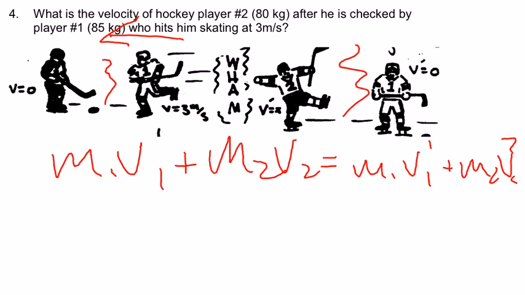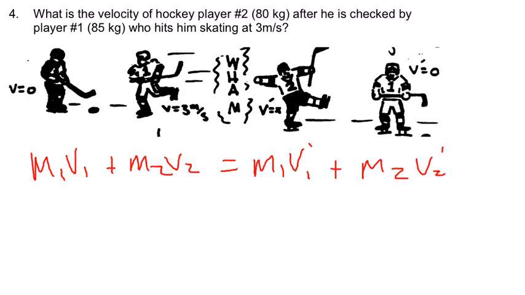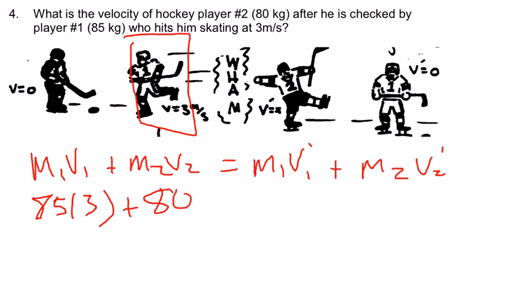That looks ugly. Let me make it look better. There we go. Okay, so I have to choose what's 1, what's 2. Well, it's easy when the guy has a 1 on his chest, so I'm going to say m1 is player 1, which is 85 kilograms. v1 is his velocity, which is 3. I'm going to say it's positive because there's nothing going to be going in the opposite direction, so I'll keep everything positive. Alright, m2, his mass is 80, and his velocity is 0.